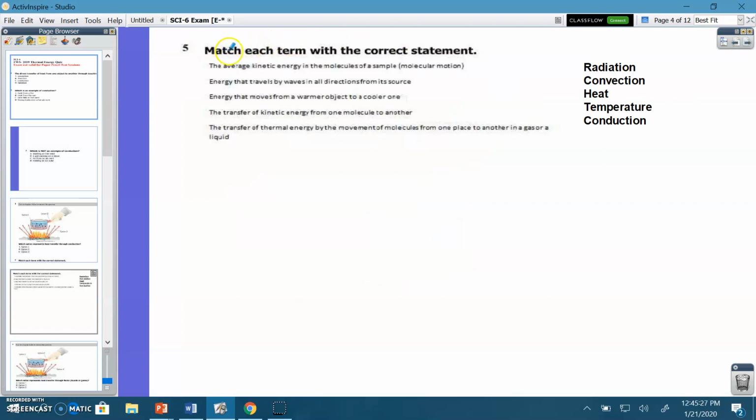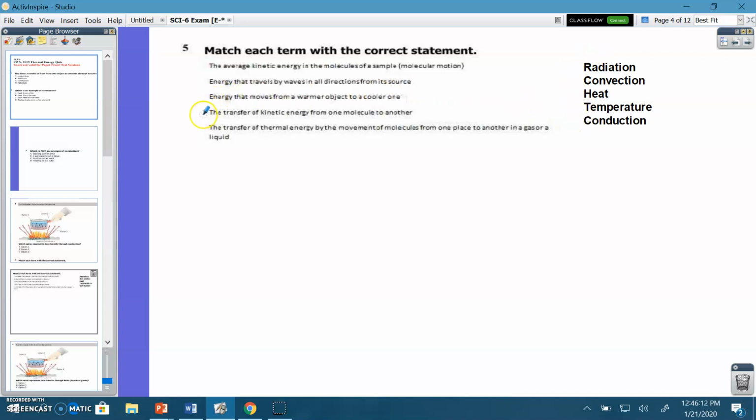Number 5, match each term with the correct statement. The average kinetic energy in the molecules of a sample, molecular motion. Is it radiation, convection, heat, temperature, or conduction? Okay, the second one, energy that travels by waves in all directions from its source. Is it radiation, convection, heat, temperature, or conduction? The third one, energy that moves from a warmer object to a cooler one. Is it radiation, convection, heat, temperature, or conduction?